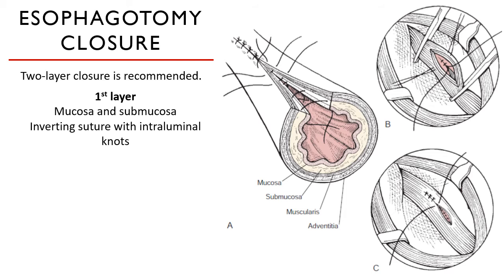The first layer of your suture must incorporate the tunica mucosa and submucosa. Remember that the submucosa is the holding layer, meaning this layer holds the whole wall together. An inverting suture is preferred with intraluminal knots, meaning the knots are placed within the esophageal lumen.